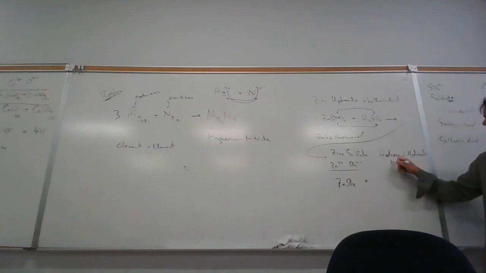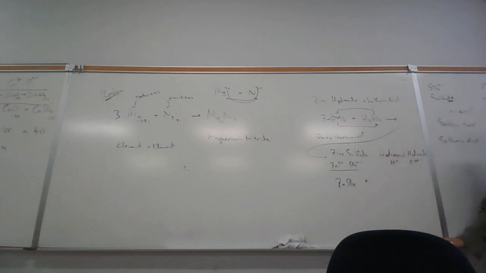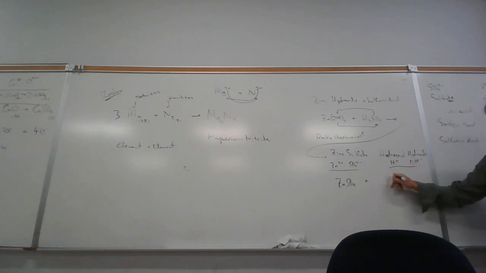Hydrogen ion is H+, hydroxide ion is OH-. So we take the hydrogen ion and combine it with the hydroxide. We ignore how many we have; we just want to get the right formula. How many hydrogens and how many hydroxides do I need? 1 to 1. That gives me HOH, which is also called H2O.